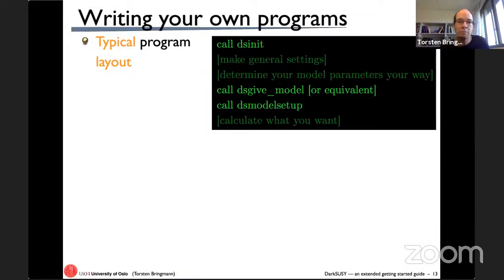Okay, so how do programs look then? We've already seen one example. You always start with a call to DSInit that initializes DarkSUSY. Then you define some general settings, maybe read in parameters, and that will always be followed by some version of DSGIVEMODEL that takes parameters as input, followed by a DSMODELSETUP. And this DSMODELSETUP does all the things that you can do with these input parameters, like calling RGE evolution routines, or calculating radiative corrections or whatever. And then afterwards you can calculate what you want.